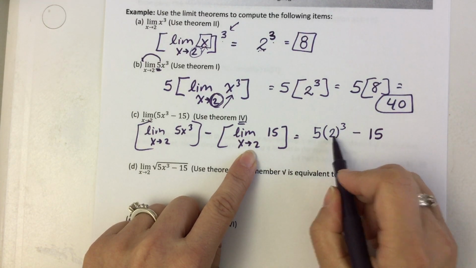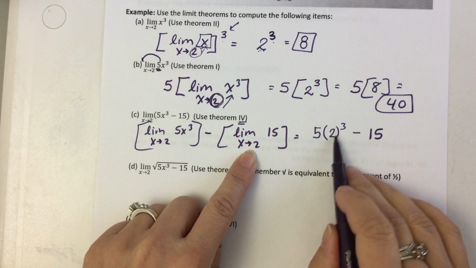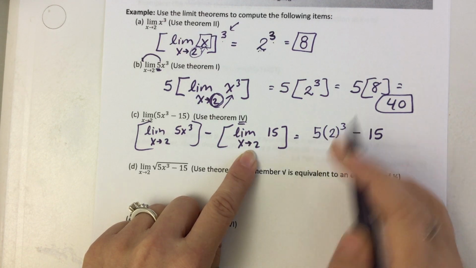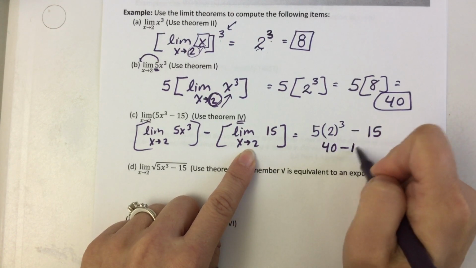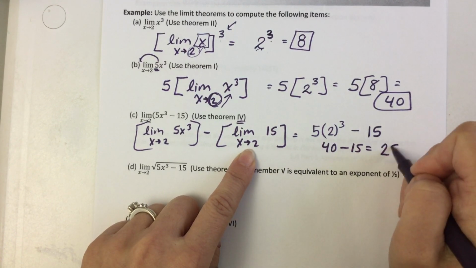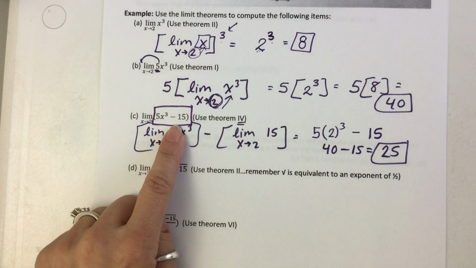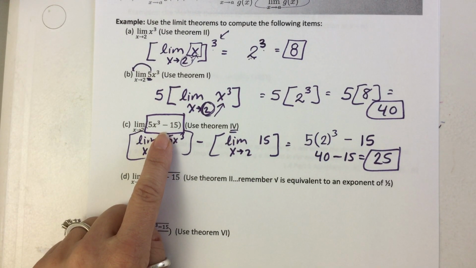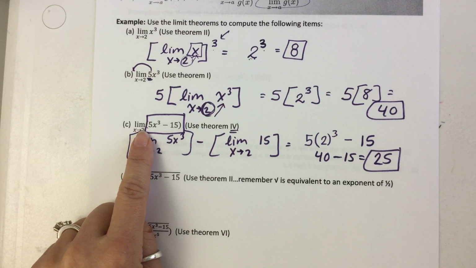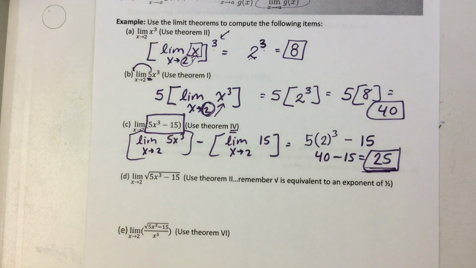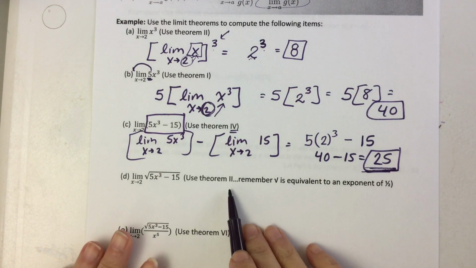Now I calculate it. Order of operations, exponents come before you multiply. 2 cubed is 8. 8 times 5 is 40. 40 minus 15 is 25. If you put this into Desmos and graphed it, as you approach 2 from the left and the right, your values would keep getting closer and closer to 25.